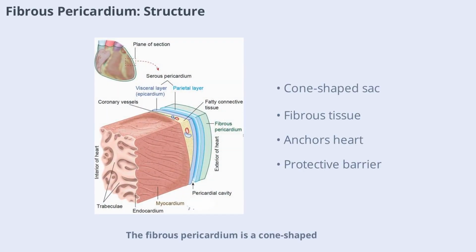The fibrous pericardium is a cone-shaped, thick sac made of fibrous connective tissue. It forms the sturdy outer layer of the pericardium, enclosing the heart and fusing with the roots of the major vessels. Its conical shape, with a distinct apex and base, helps anchor the heart within the chest and provides a strong protective barrier against external forces.